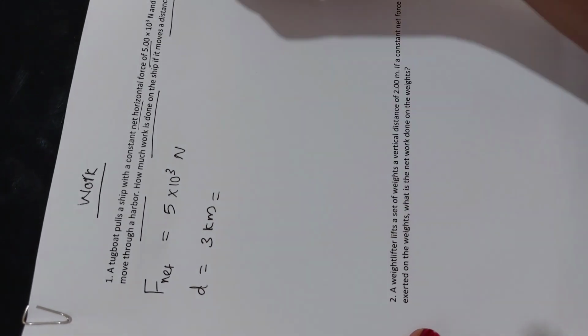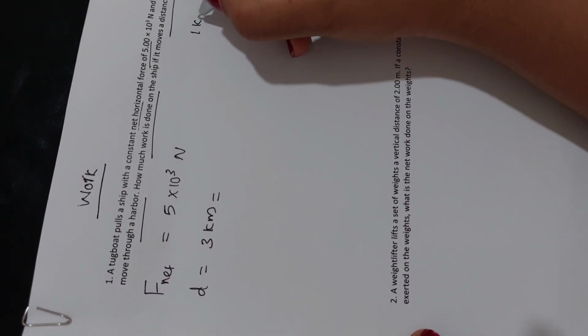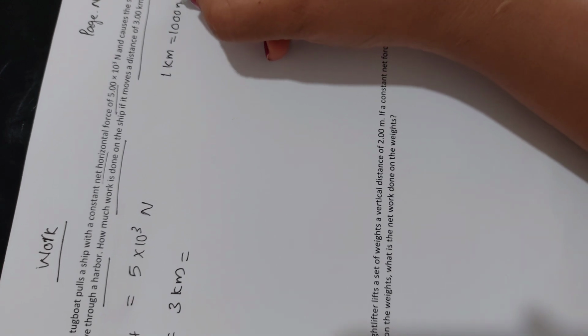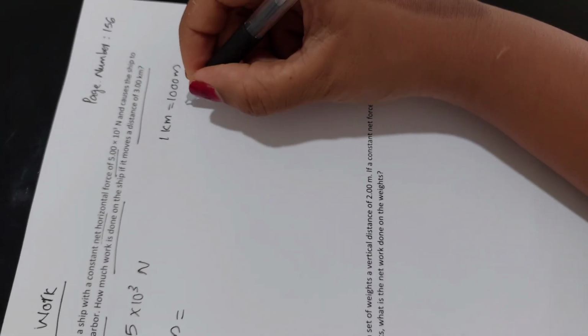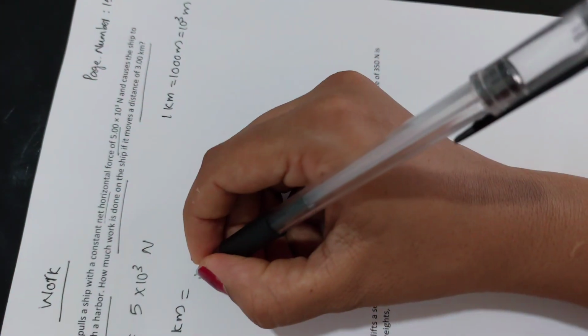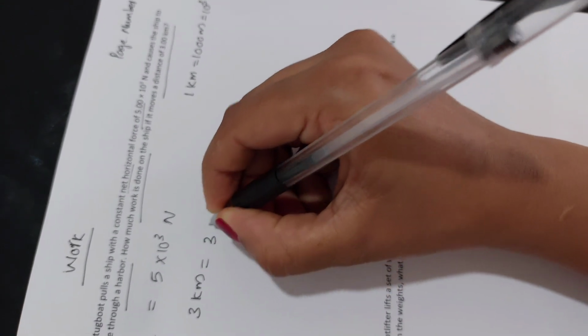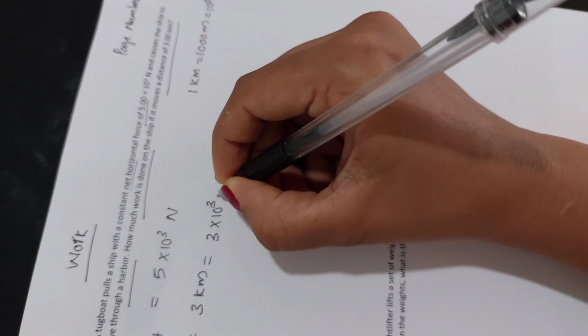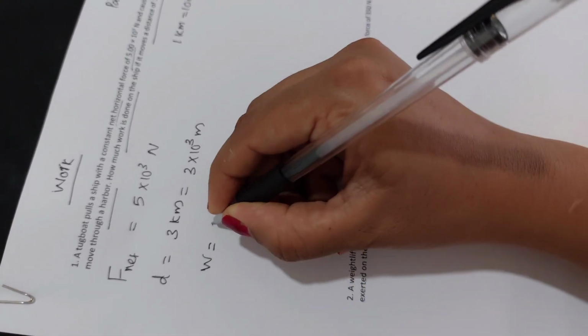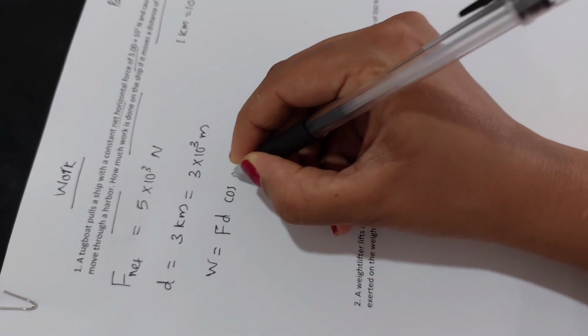So we know that 1 kilometer is 1000 meter, or simply it's equal to 10 power 3 meter. So that we can substitute here 3 times 10 power 3 meter. And the work done, we know that work done is F D cos theta.